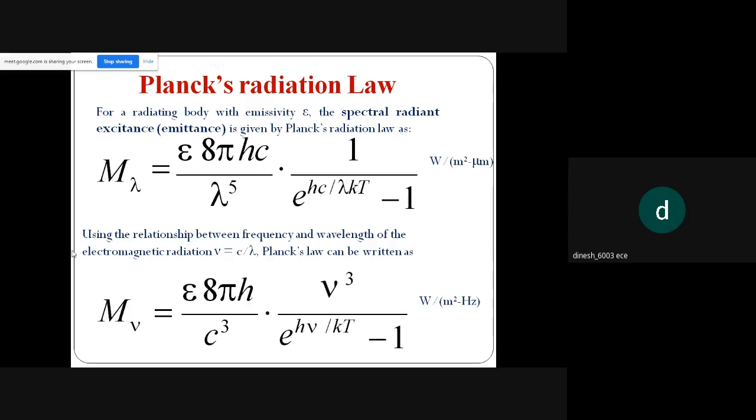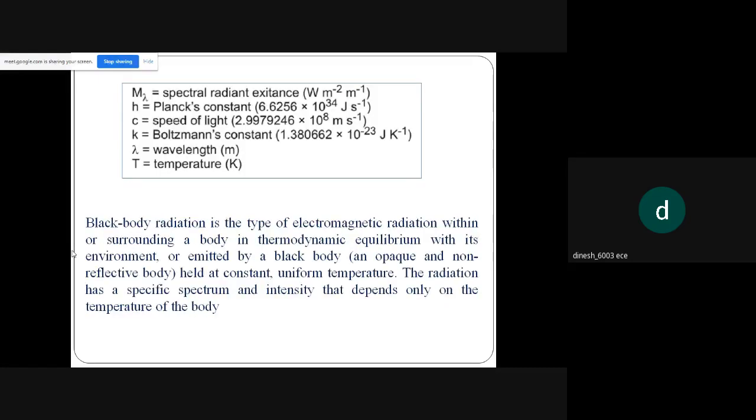It depends upon the emissivity. For a radiating body with emissivity epsilon, the spectral radiance or emittance is given by M lambda equals epsilon 2 pi hc squared divided by lambda to the power 5, into 1 divided by e to the power hc divided by lambda kT, minus 1. In short, we can write it as it is. These are the constant values.